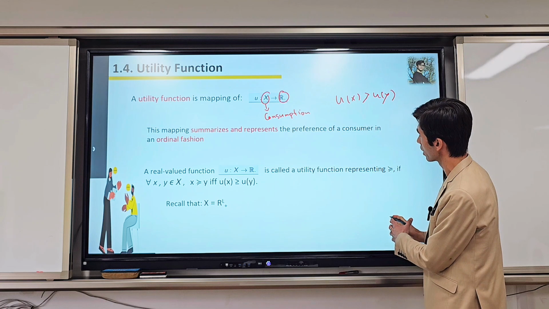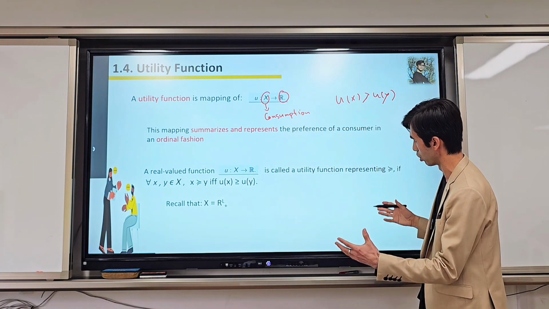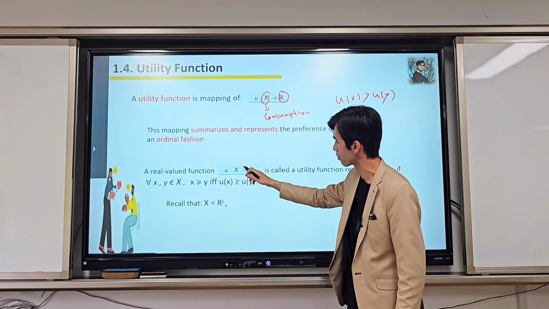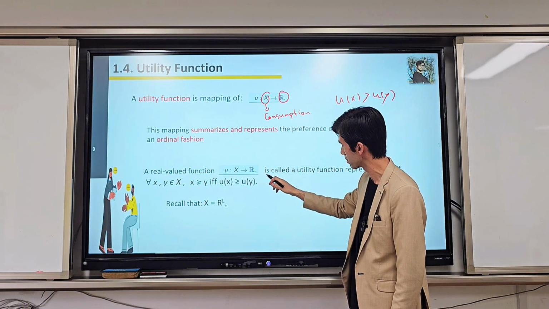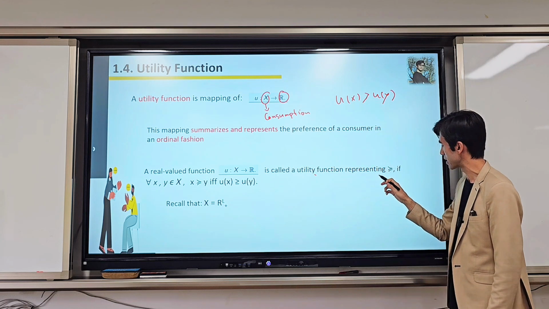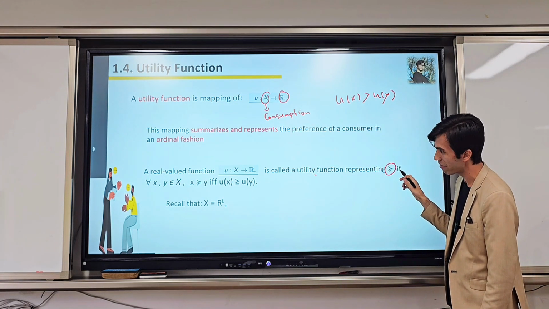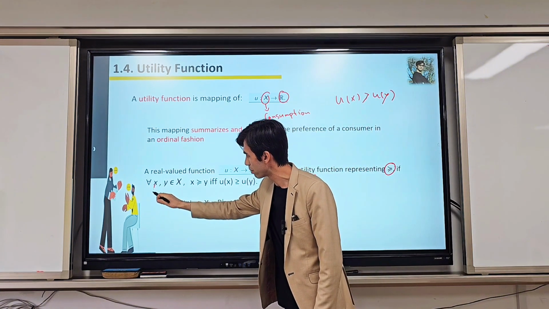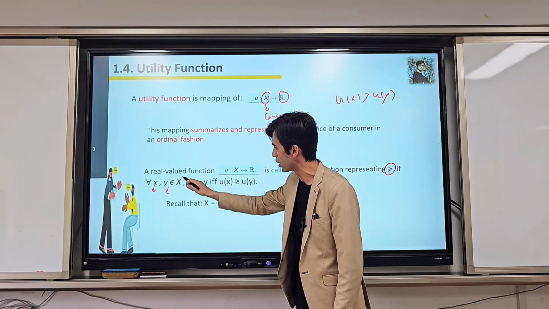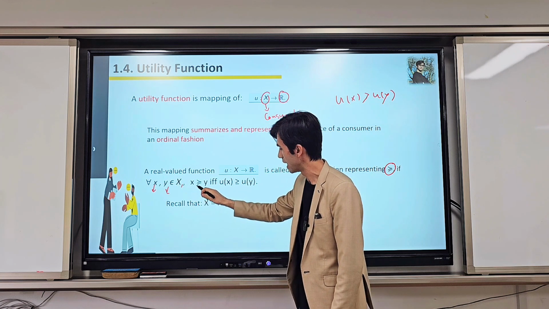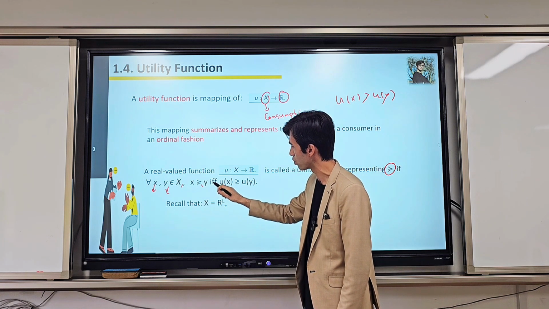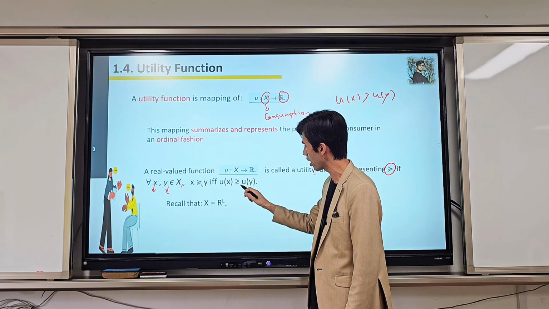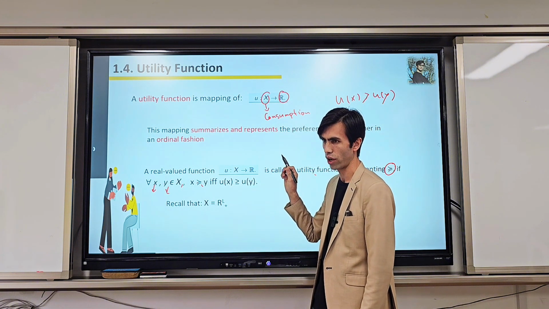And also, in another more detailed definition, utility function is a real valued function which is a mapping from consumption set to real numbers. It's called a utility function representing a preference relation if we have two consumption bundles, X and Y, included in our consumption set, such that X is at least as good as Y if and only if the utility that we receive from X is equal or greater than the utility that we receive from Y.